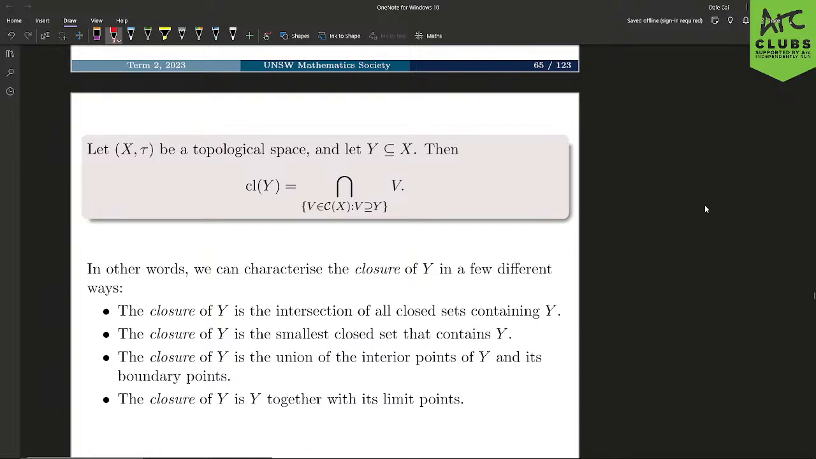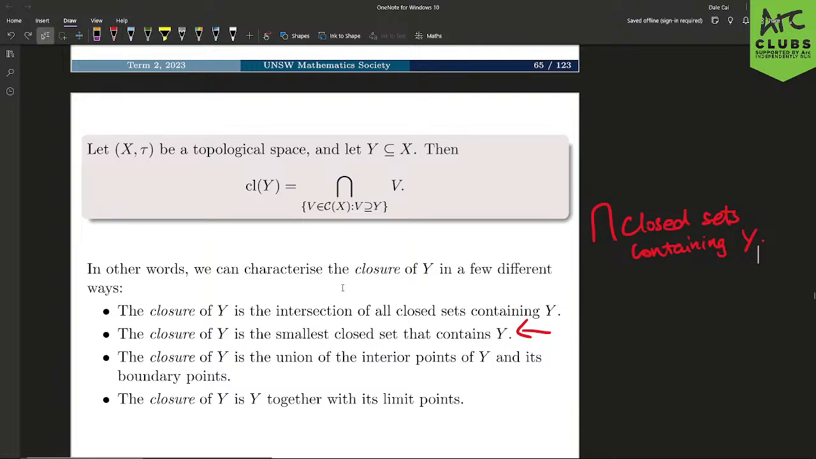Okay, the closure. We can think of it as, in some sense, the smallest closed set containing Y. The closure of Y is the smallest closed set containing Y. So that means if we take the intersection of all closed sets containing Y, then we're going to get the smallest one, right? And a part of this is that if a bunch of sets are closed, you can take the infinite intersection of them and it will still be closed. And hence, this possibly infinite intersection is also closed, and it's going to be the smallest one.